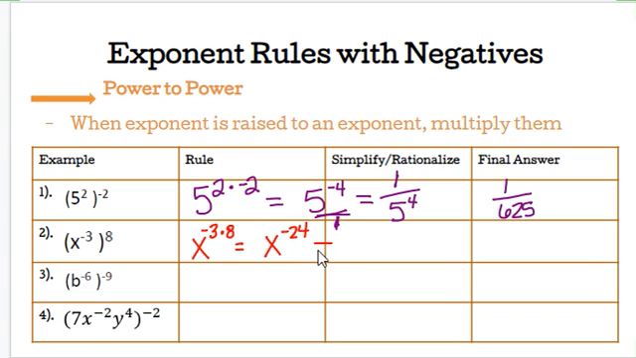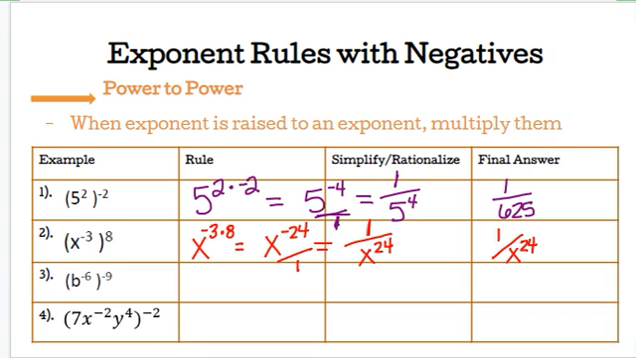Now we can't leave the answer like this because we can't have negative exponents. So first we want to make it a fraction by putting it over 1. And then we're going to send it to another floor where it becomes happy. So x to the positive 24th is now on the bottom, and the 1 moves in on the top, and there's nothing more I can simplify for that. So 1 over x to the 24th would be my final answer.